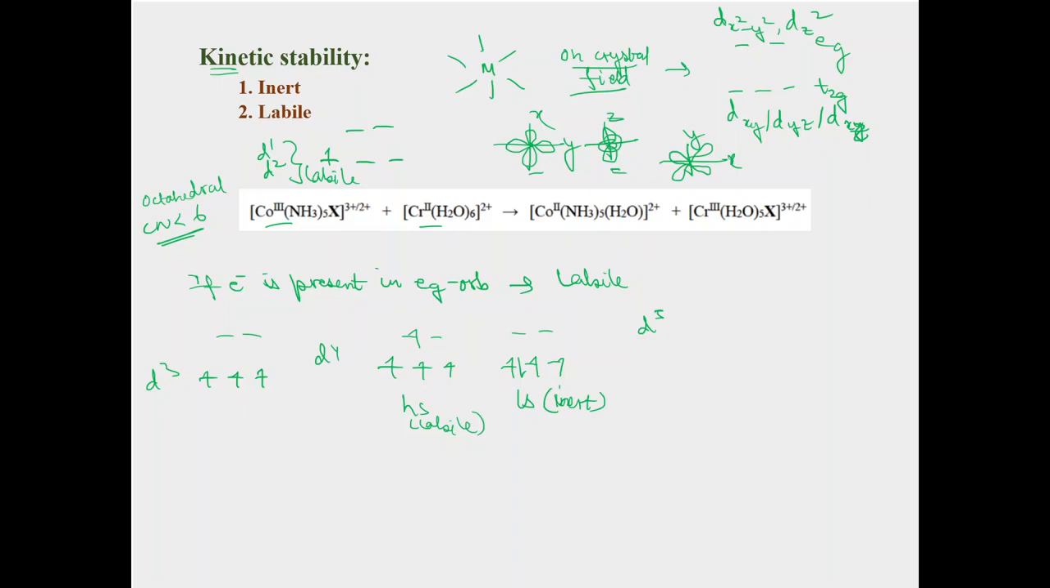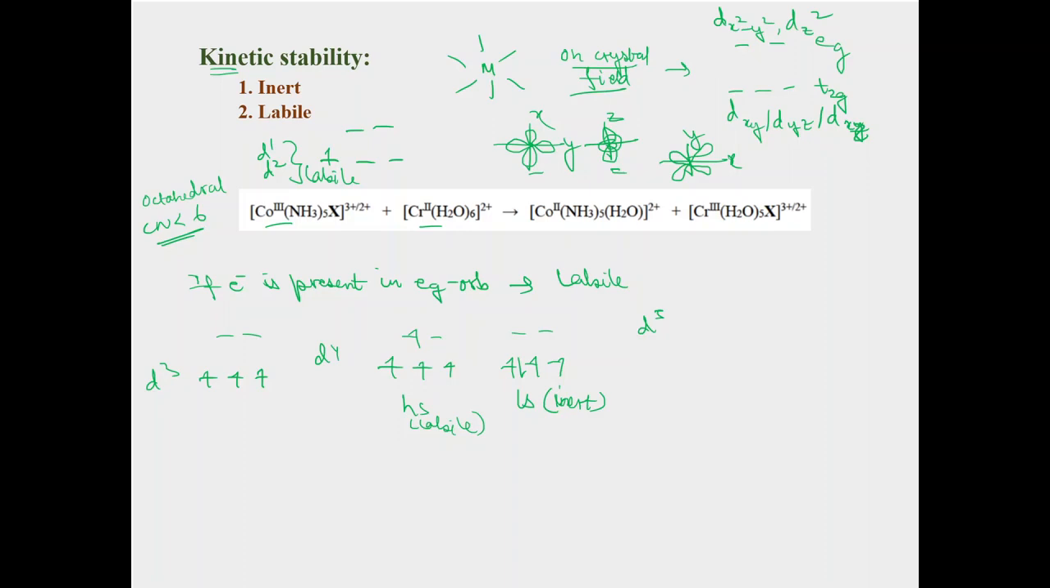Whereas if it is present in T2G orbital, it is inert. But if we are having only one or two electrons, then there is one completely empty space here also. So they are also considered labile. Okay. So D1, D2 system is labile in nature.